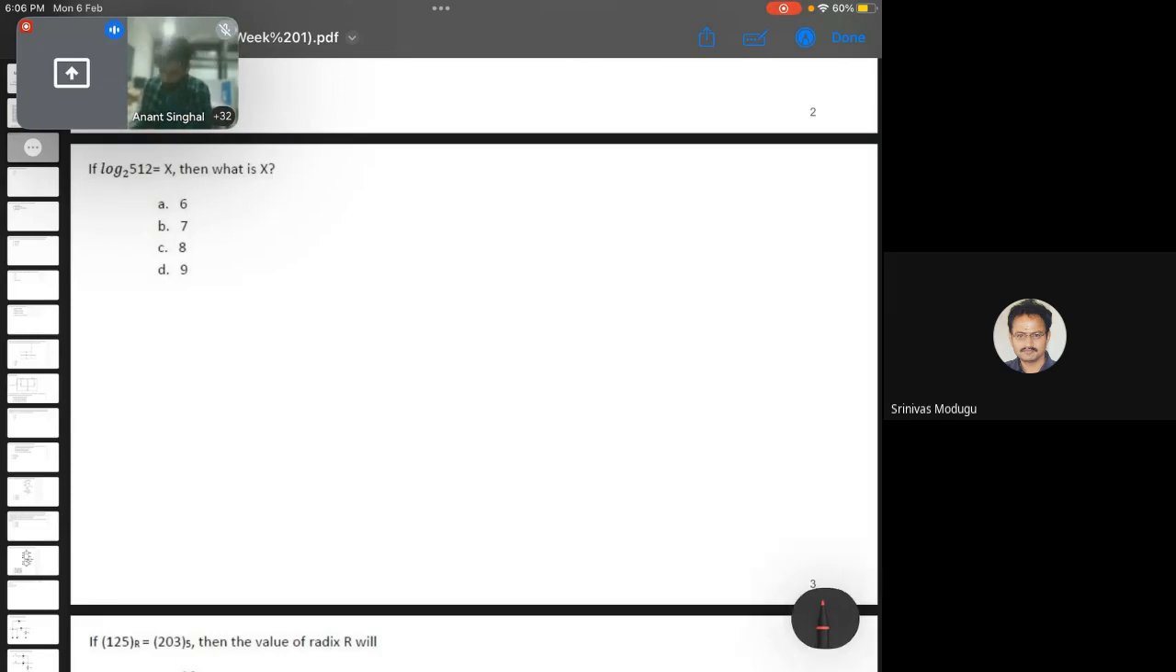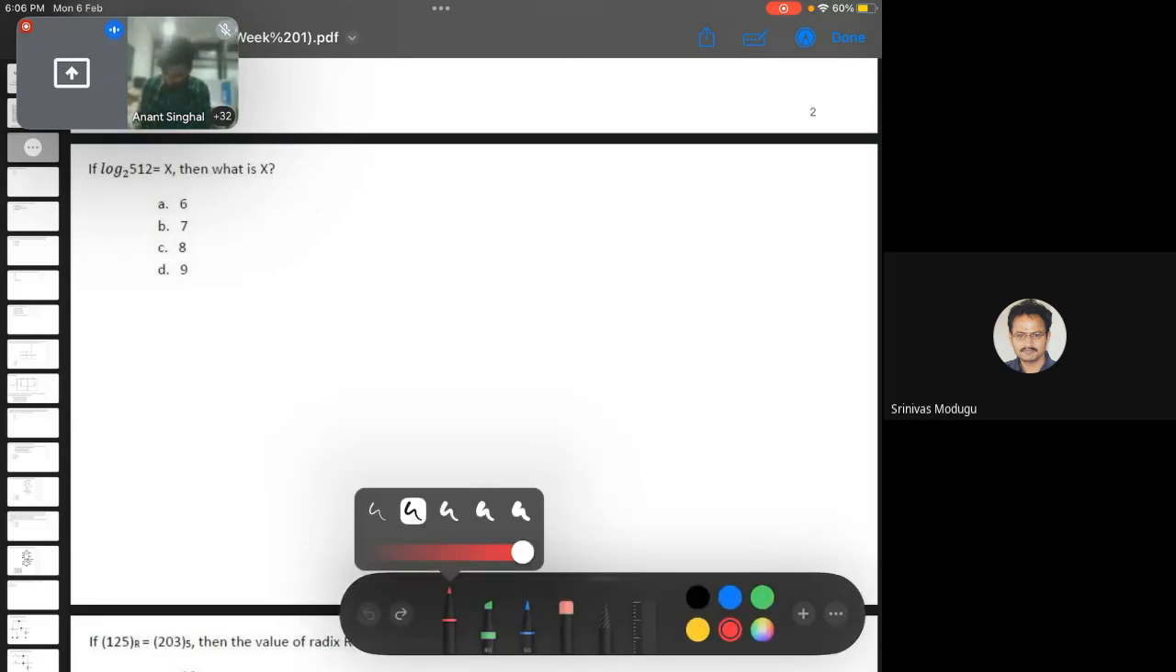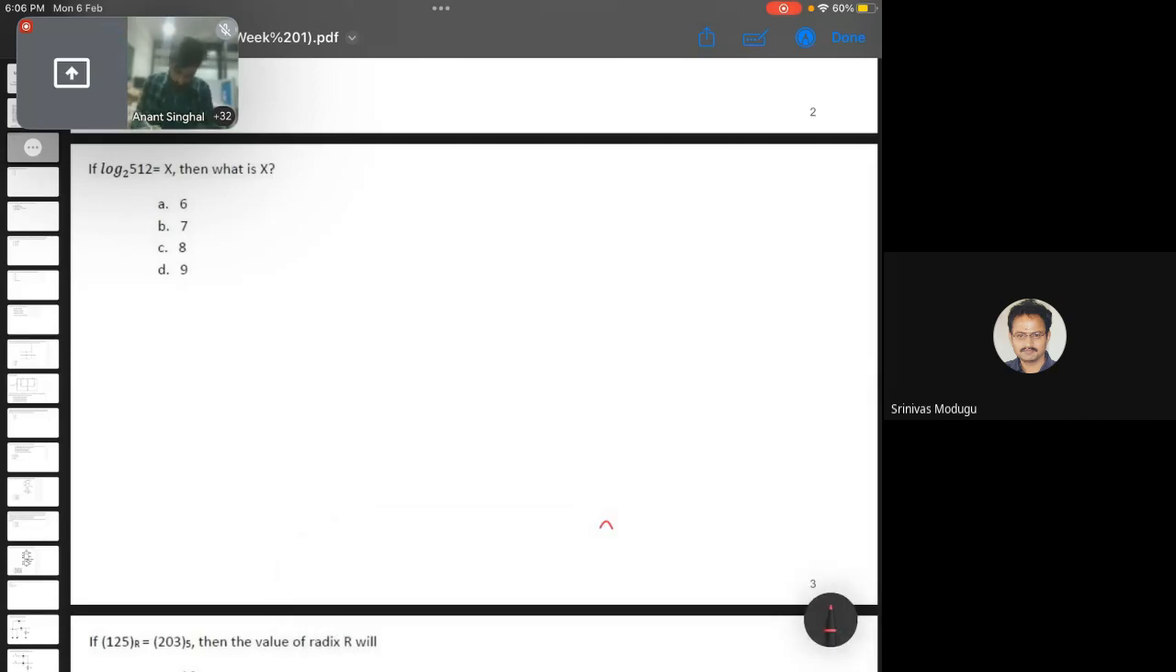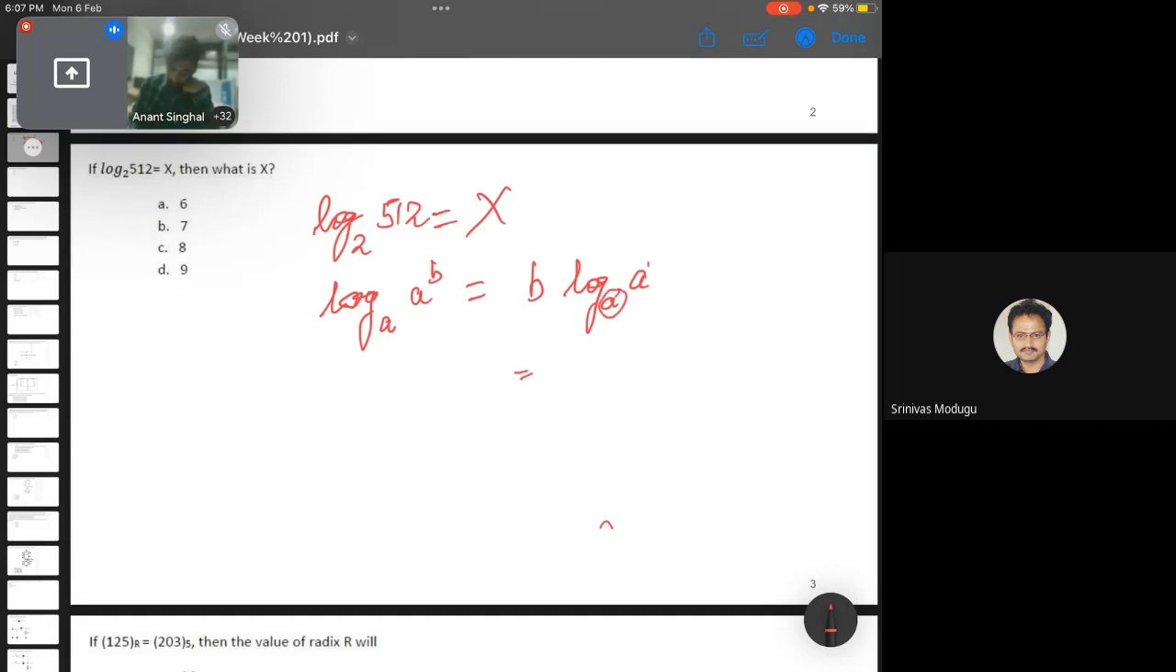As you can see in this question, we have been given that log to the base 2 of 512 is x. Some of the basic formulas we need from logarithms: log base a of a to the power b is nothing but b times log base a of a. If the base and the inside value are the same, then this evaluates to 1, so it just converts to b.